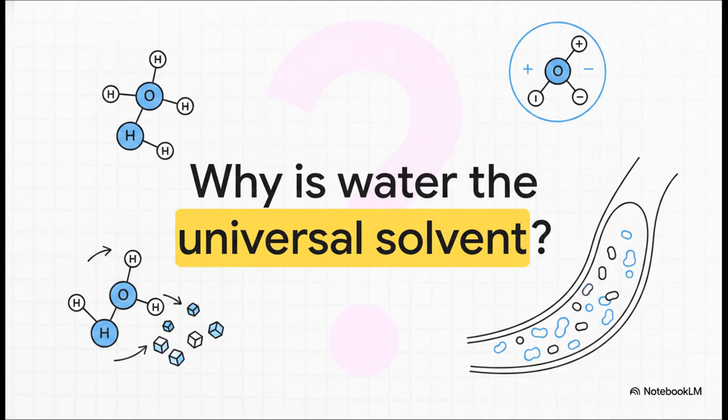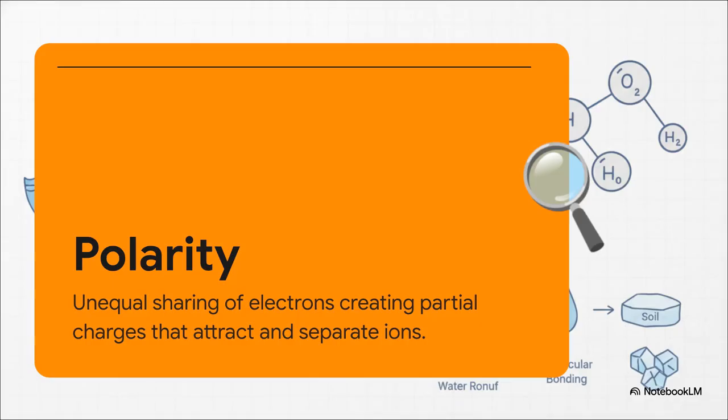Why do we call water the universal solvent? How does it have the power to dissolve everything from the salt on your table to the vital nutrients pumping through your bloodstream right now? The secret is completely in its shape and a funky concept called polarity. You see, a water molecule isn't just a straight, boring line. It has a bent, V-like shape.